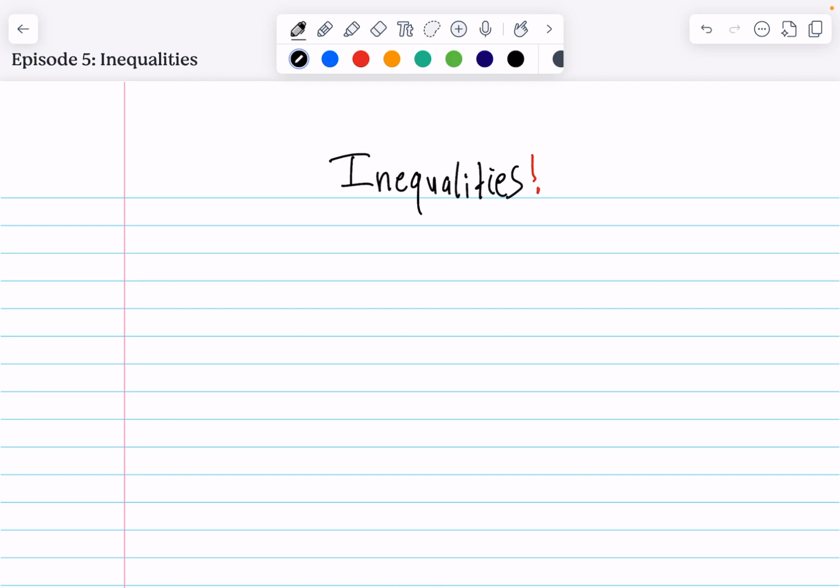So today we're going to still be sticking with the linear side of algebra, and we're going to expand by discussing inequalities. Now, what are inequalities? Inequalities are basically mathematical expressions that will compare two values using symbols like these.